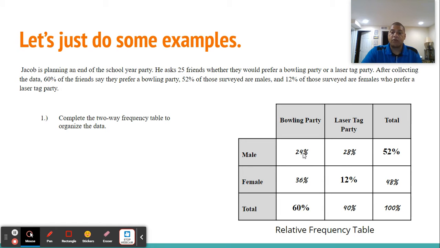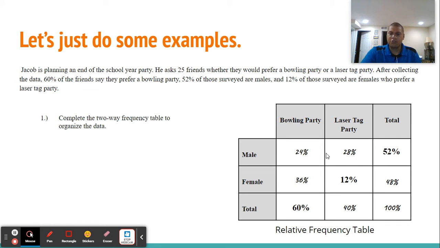So if 24% of my survey respondents, right, and this is out of everybody, 24% of everybody was a male who wanted to bowl. Well, how many everybody's were there? How many people were in the survey? Come back to the word problem, you'll see he says he asked 25 friends. So I take 24% of 25, and that's how many males said they wanted to go to the bowling party. If I take 28% of 25, that's how many males said they want to do laser tag. And then if I take, well, honestly, I could take these two and add them together, but also if I take 52% of 25, that's what goes here.